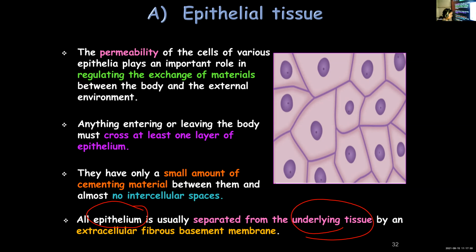Once again, permeability of the epithelial tissue is very important. That will decide the exchange of materials. If it is permeable, it will promote the exchange. If it is not permeable, these materials cannot exchange. So if something has to enter from the external environment into the body, or something has to leave from our body to outside, it has to pass through at least one layer of epithelium. So it is very important that epithelial tissue is permeable. Only then the materials can be exchanged.